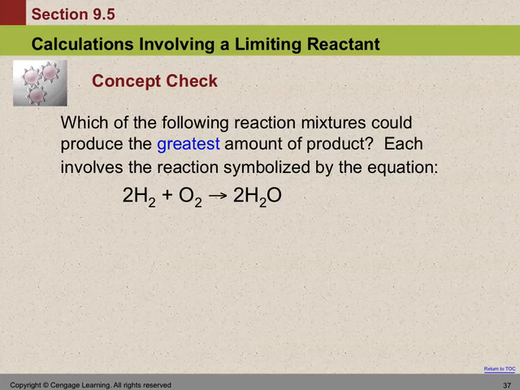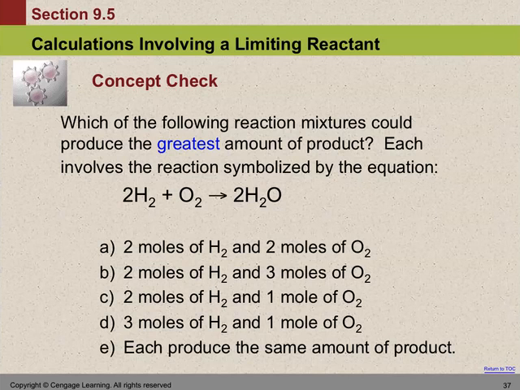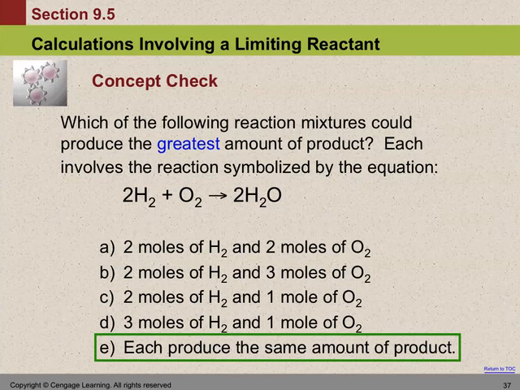Which of the following reaction mixtures could produce the greatest amount of product? Each involves the reaction symbolised by the equation where hydrogen gas reacts with oxygen gas to give water. Would 2 moles of hydrogen and 2 moles of oxygen produce the greatest amount of product? Or 2 moles of hydrogen and 3 moles of oxygen? Perhaps 2 moles of hydrogen and 1 mole of oxygen, or 3 moles of hydrogen and 1 mole of oxygen? Or option E, each of these, A to D, produce the same amount of product. All of them are correct because you have to look at the stoichiometric ratio of the reactants.